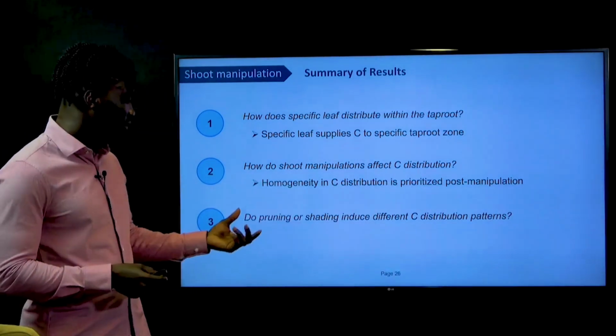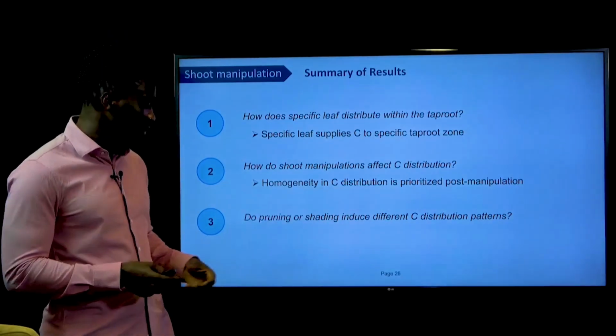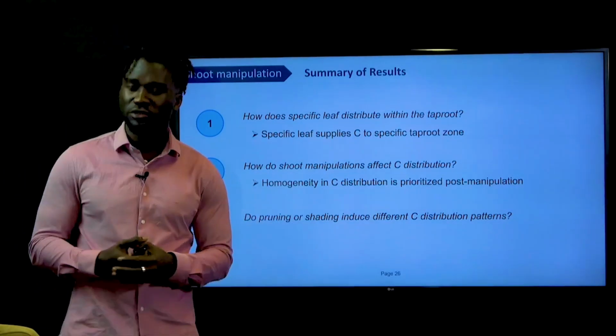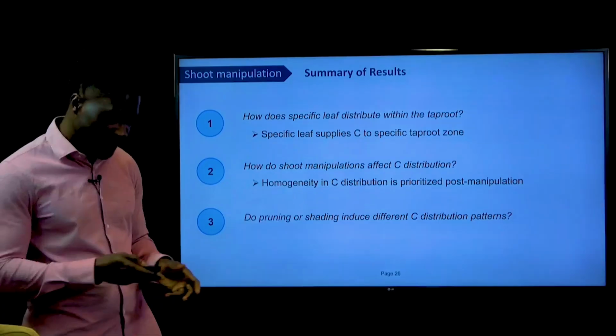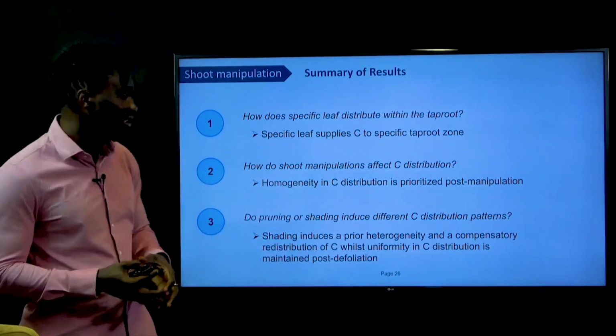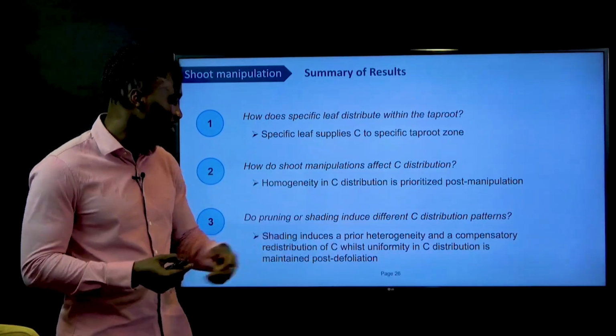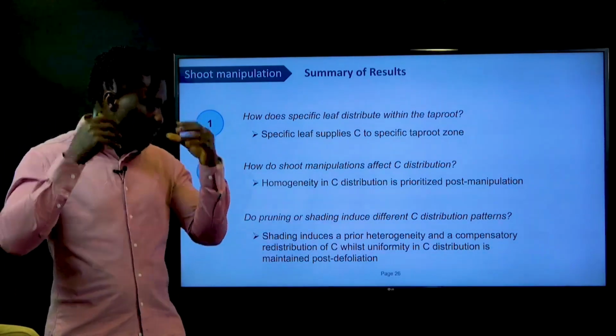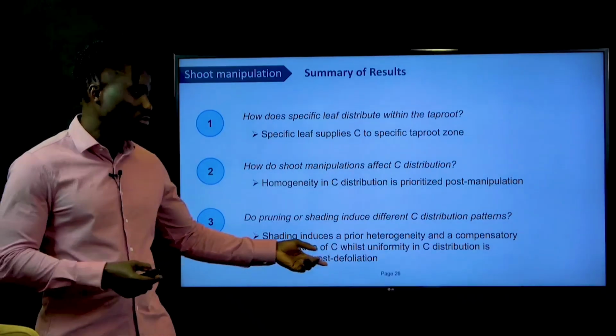Last but not the least, we wanted to know if different manipulations, that is either pruning or shading, will induce different carbon distribution patterns. And here, we observe that while shading induces a prior heterogeneity and a compensatory redistribution of 11C, the uniformity in 11C is maintained post-defoliation.